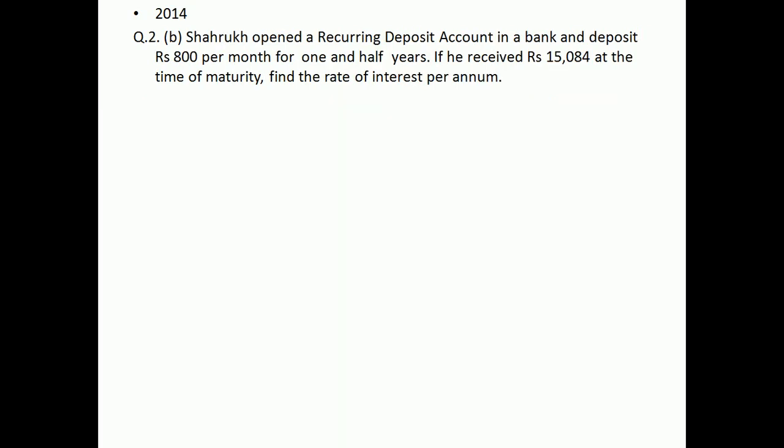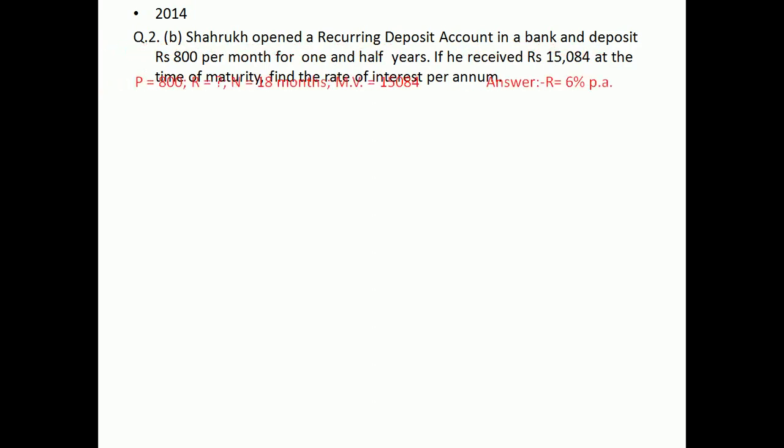Now, see, once again the same. See, around 3-4 questions are all the same. Shahrukh opens an RD or accumulated deposit account. Deposits 800 per month for 1.5 years. That is 12 plus 6, 18 months. Receives this much at the time of maturity. Amount is this. Find the interest.